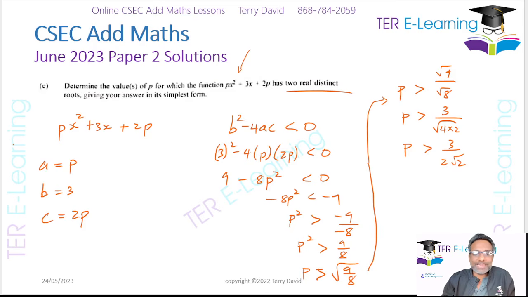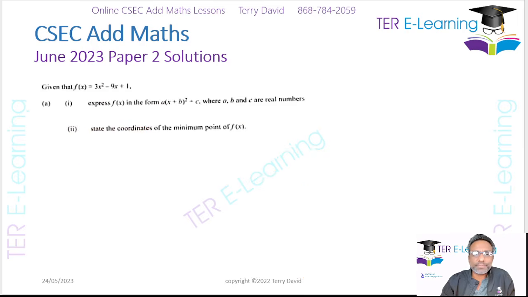So that takes care of question 1 in the June 2023 paper. Let's have a look at question 2. They gave us a quadratic expression here and you want to complete the square. This is relatively straightforward.